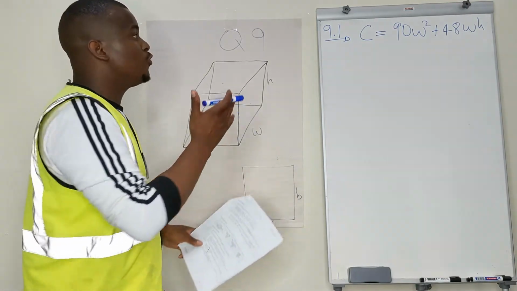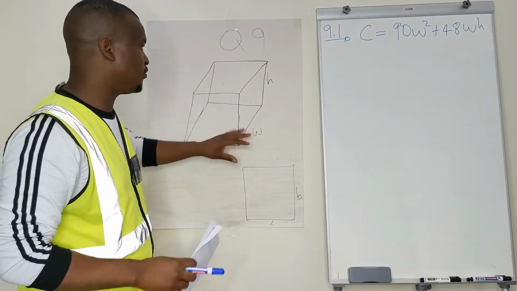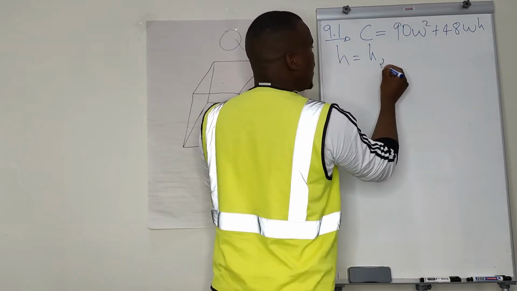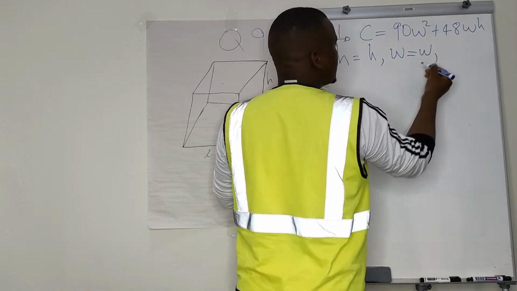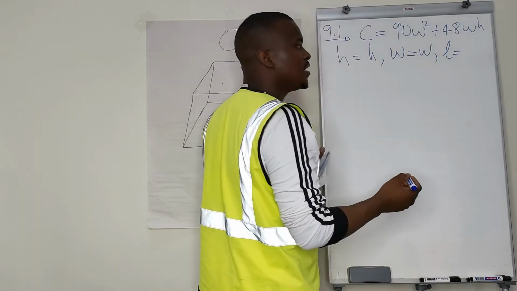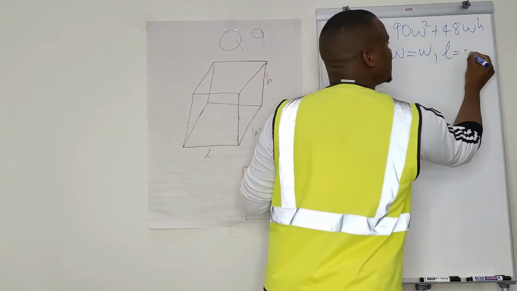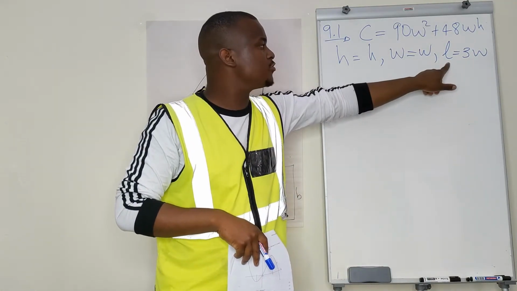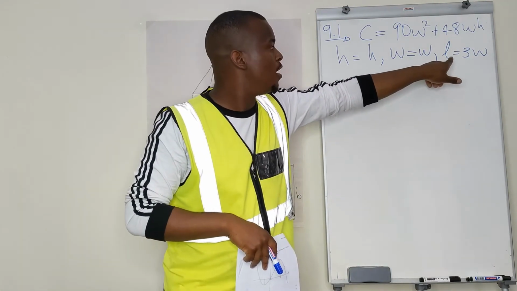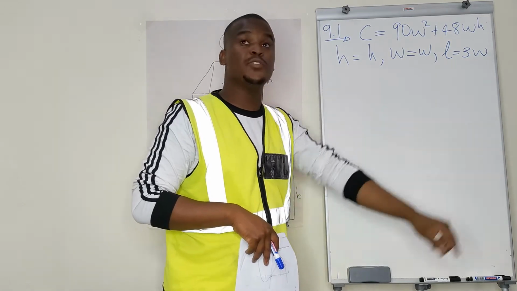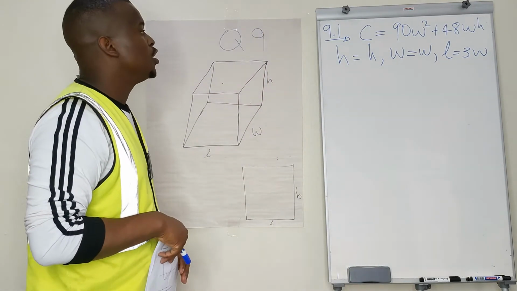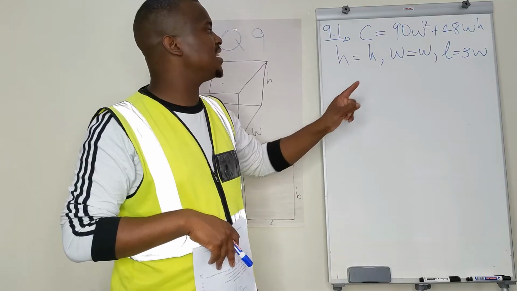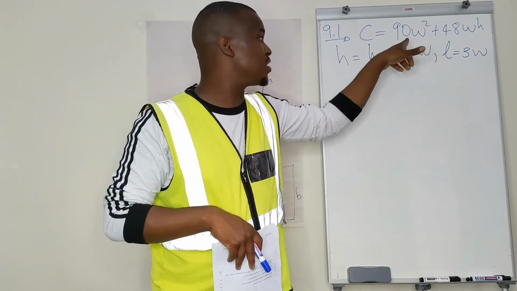Okay. From the information that we have, the height is h, the width is w, and the length is 3 times the width, so it's 3w. You were told that the length of your box should be 3 times the width. So what we need to do is show that the cost for the sides can be calculated using that equation.